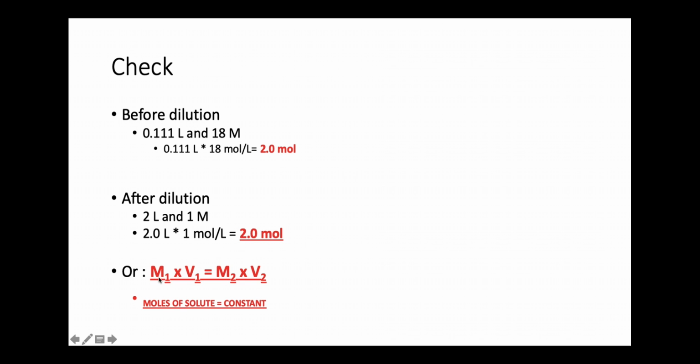Or in formula, my molarity in situation 1 times my volume in situation 1 is the same as my molarity in situation 2 times my volume in situation 2. So the number of moles of solute is constant.